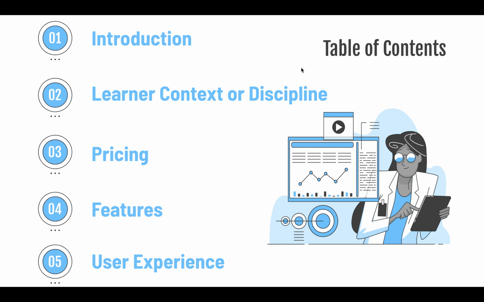So my table of contents here, I'm going to start with my introduction, and then I'm going to make my way through 4 different factors that could be a part of one's decision to choose an LMS system, going through learner context or discipline, the pricing of the LMS, features of those LMS, and then the user experience.